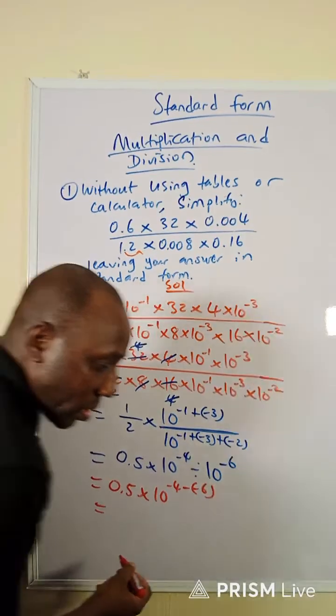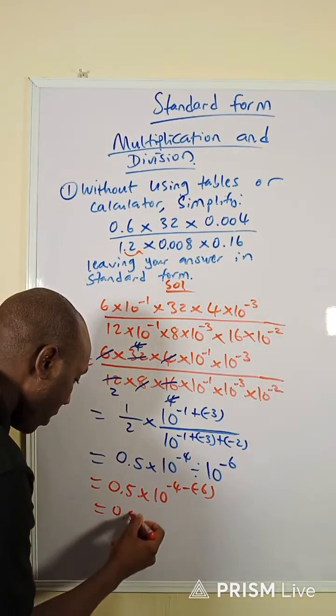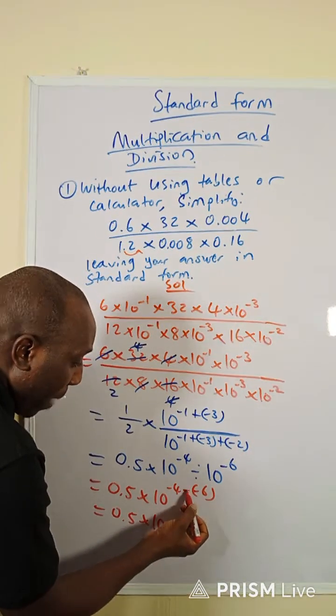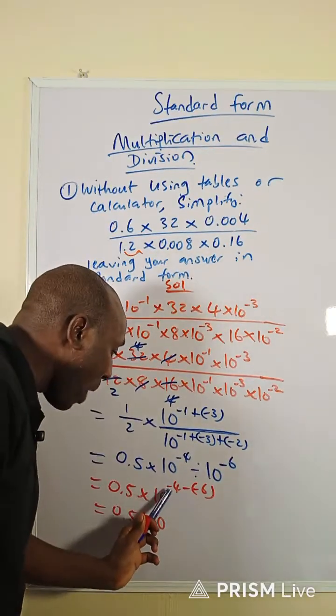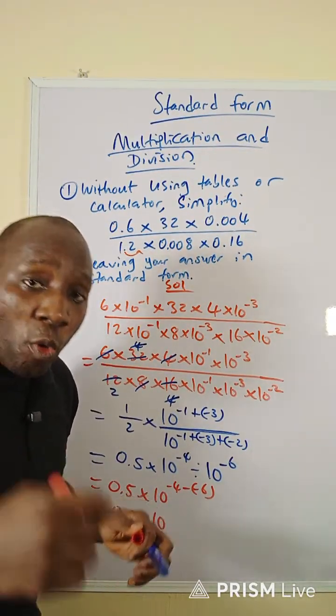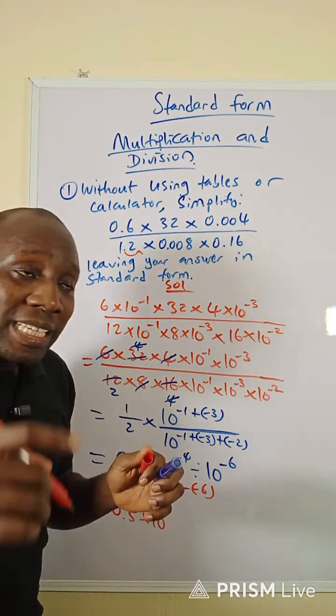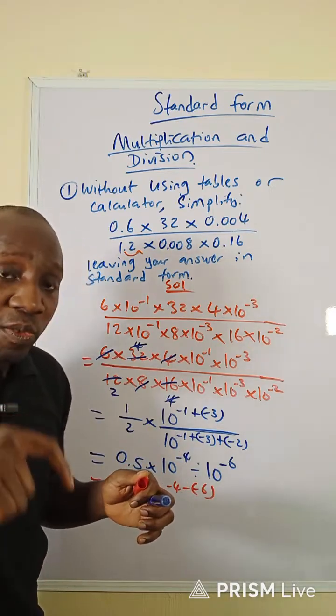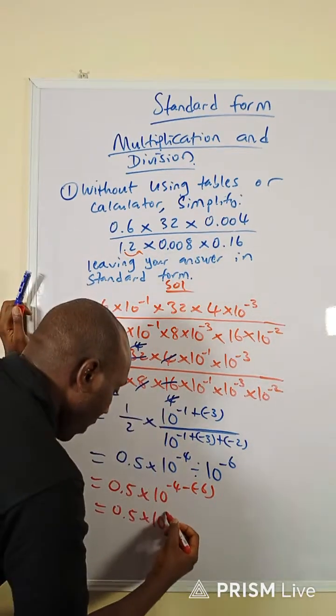So this is going to be, hope you can still see what I'm writing, 0.5 times 10 raised to the power of what? Minus is what? Plus. So you have minus 4 plus 6. What is minus 4 plus 6? It's as if you are saying, what is 6 minus 4? That's what? 2. So we have 2 here.